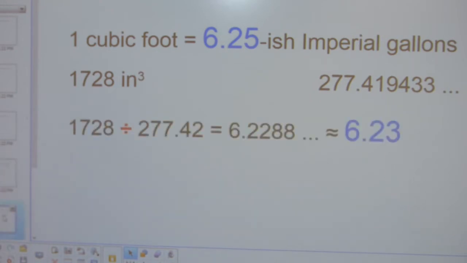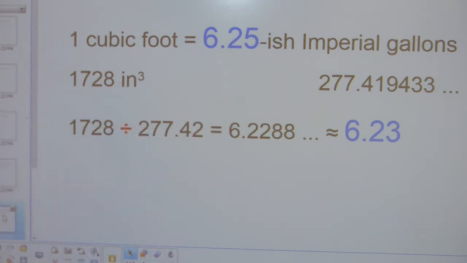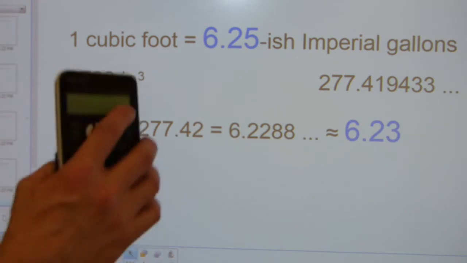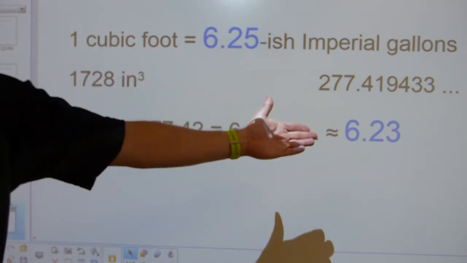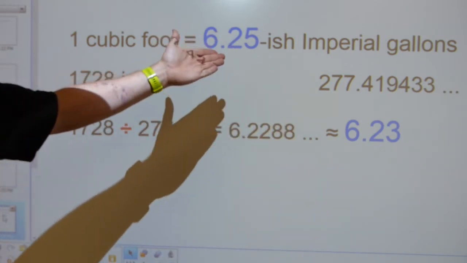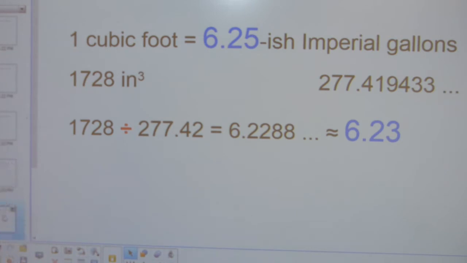And if you do a fantastic magical division between the two of them, you're gonna get 6.2288 plus change, rest of the decimal digits on a calculator. Do try it. Most people round it to 6.23. It can be rounded to 6.25. Suit yourself, totally dependent on the application and how much precision you want with your calculation.